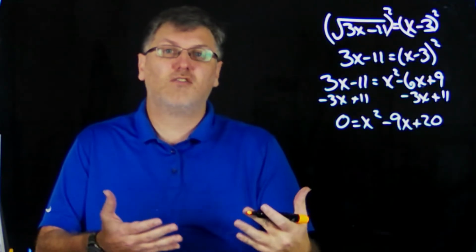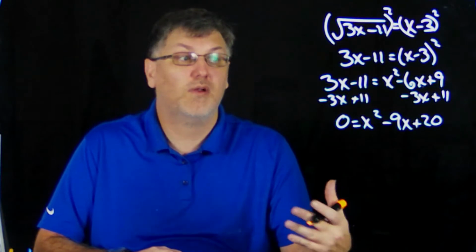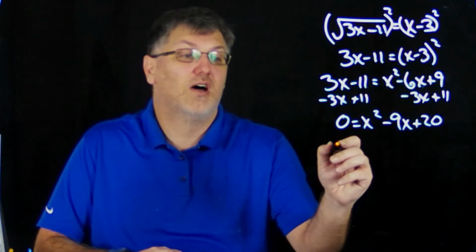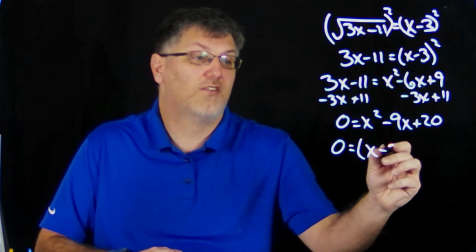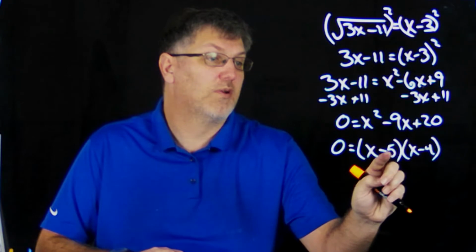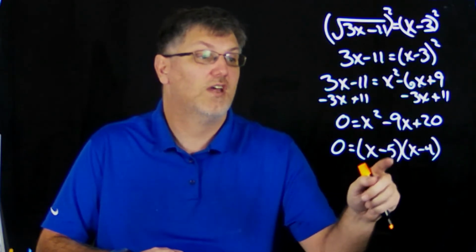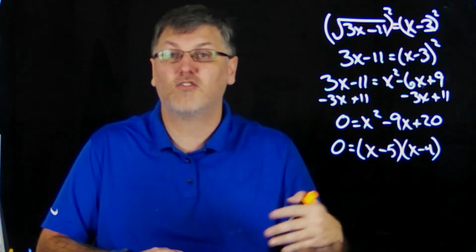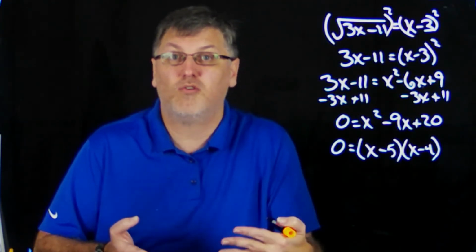Now you can use the AC method of factoring. You can use Dr. Lowe's method if you wanted to, or even the quadratic formula. I'm just going to factor this. I'm not going to show every single step. This is going to end up factoring to (x minus 5) times (x minus 4), simply because negative 5 and negative 4 give me my negative 9 for the negative 9x, and negative 5 times negative 4 gives me a positive 20. At a certain point, you shouldn't have to do every single step to factor. You should be able to do it fairly quickly. We've been doing this quite a bit now.